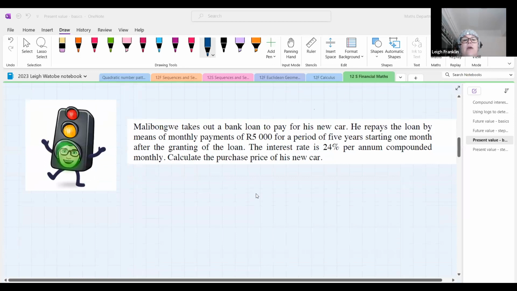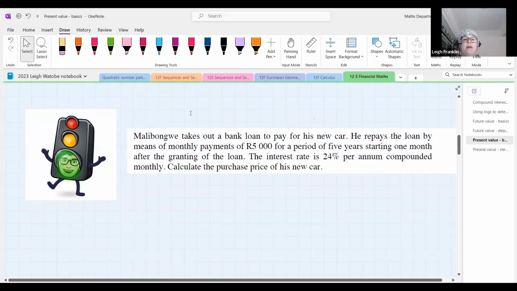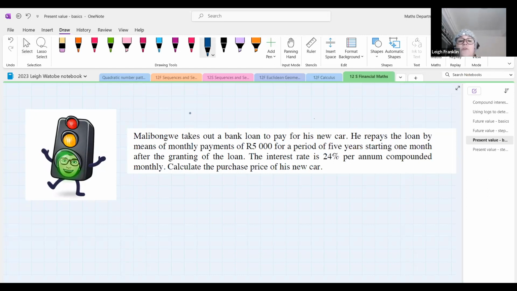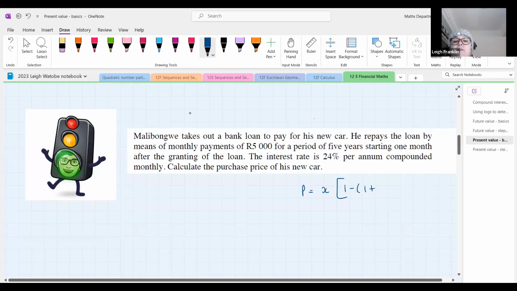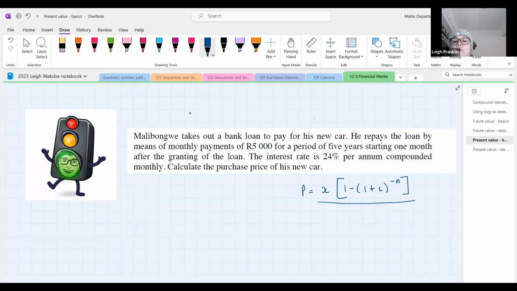Okay, let's have a look at another one. Malibongwe takes out a bank loan to pay for his new car. He repays the loan by means of monthly payments of 5,000 Rand for a period of 5 years, starting 1 month after the granting of the loan. The interest rate is 24% per annum, compounded monthly. Calculate the purchase price of his car. So I'm going to put the present value formula here for you. You guys are going to work out the answer to this. And if we're all okay, we can move on. All right, go for it.